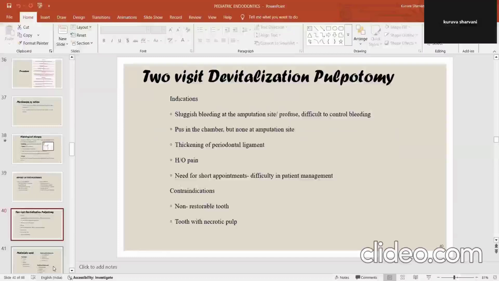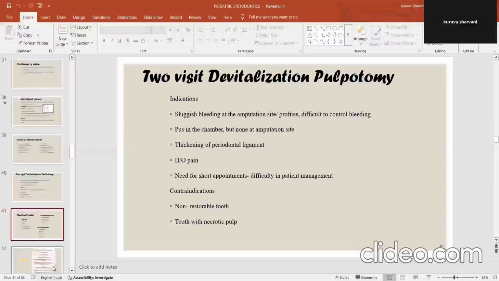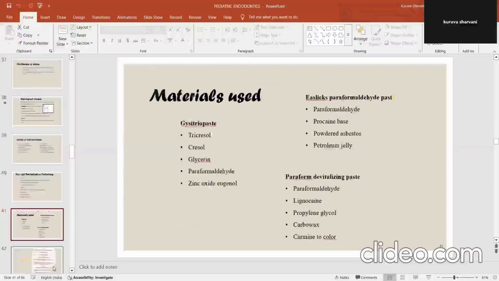Coming to 2-visit revitalization pulpotomy. See, if there is any slight bleeding, or if there is any pus in the coronal chamber, then you are going to do a 2-visit pulpotomy. Next, what are all the materials used in 2-visit pulpotomy? That is tricresol, glycerin, and paraformaldehyde paste.